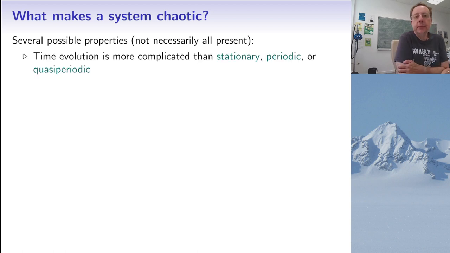So one of them is that the evolution of the system in time should be more complicated than stationary, periodic, or quasi-periodic. So stationary means that the system just doesn't move at all, it just stays in the same state forever. Periodic means that it is cyclic, so it repeats after some time and then it keeps repeating the same pattern. And quasi-periodic is a little bit more general than periodic.